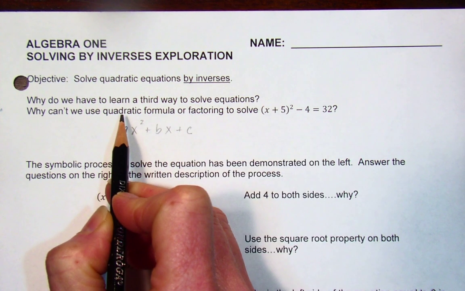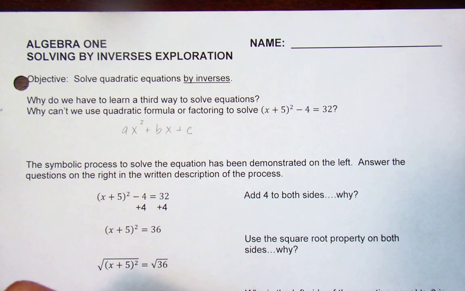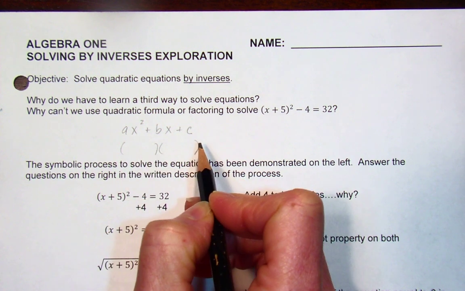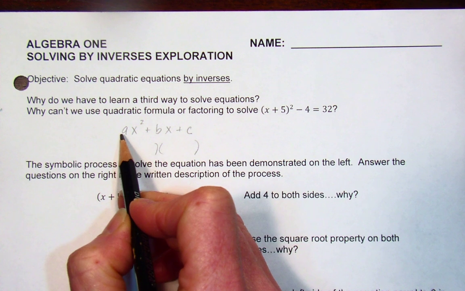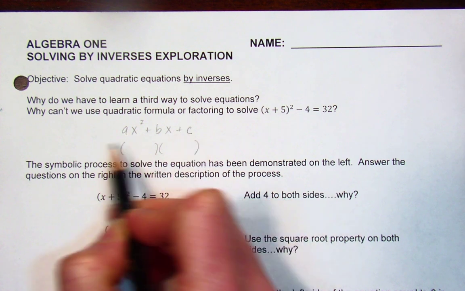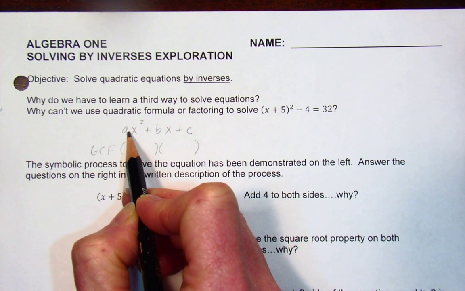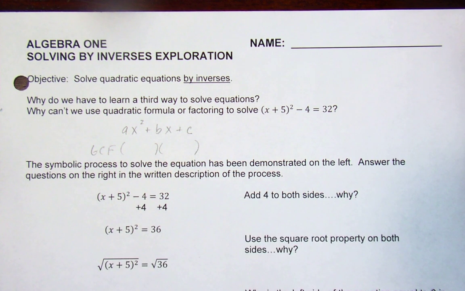In order to solve by quadratic formula, you need an a, a b, and a c value to substitute into the formula. And to be able to factor a trinomial or a binomial, it has to be in standard form, so that we know we first take out the greatest common factor, that would go here, and then we would ask ourselves what times what makes the first term, what times what makes the last term, and we would go through our factoring process. This is not in standard form.